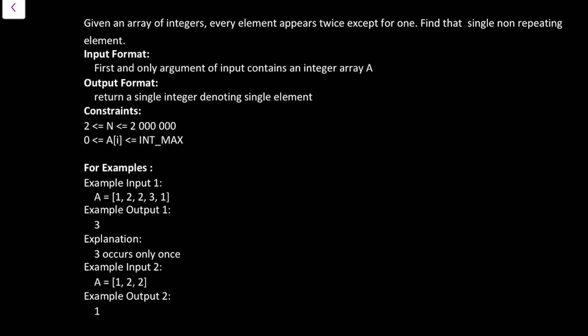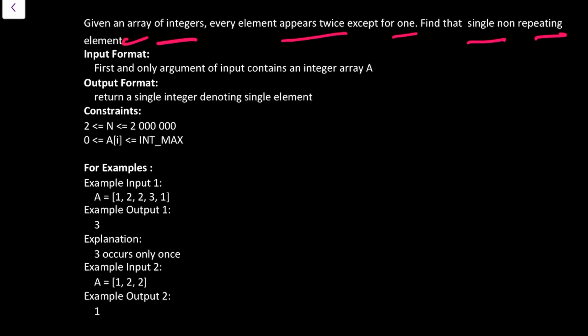So the question is: given an array of integers, every element appears twice except for one. So one element appears once, and all the other elements in the array appear twice, right? We have to find that single non-repeating element. So that is our question.